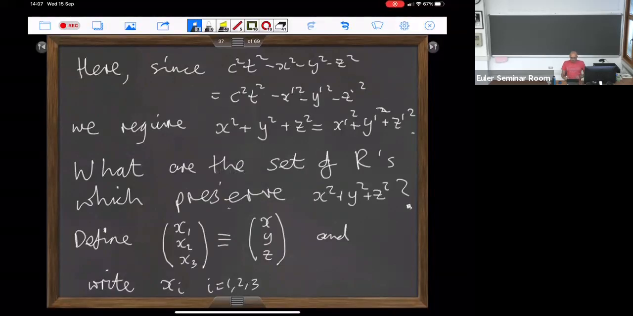Since we require invariance of the standard quadratic form, if the time coordinates are the same in both frames, then we get the condition that x squared plus y squared plus z squared is the same in both frames. So we're interested in the set of 3x3 matrices which preserve this standard quadratic form, where the signs are just plus, plus, plus.